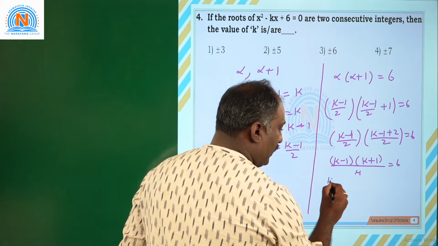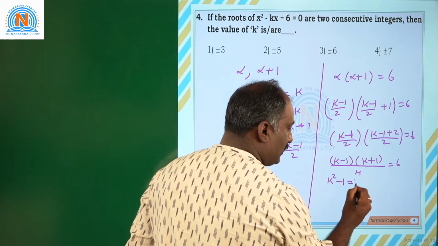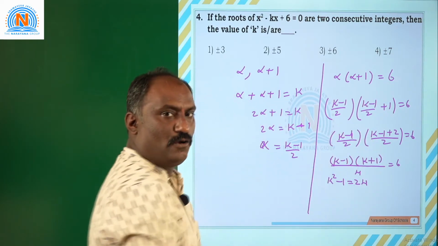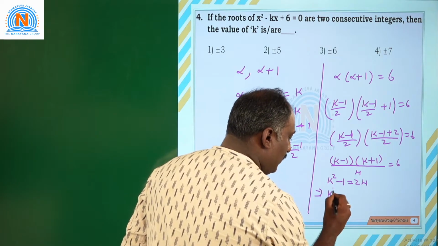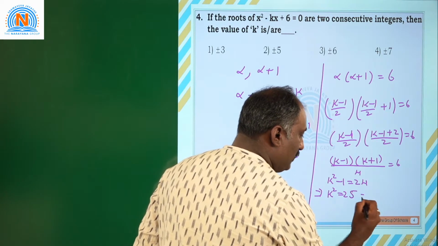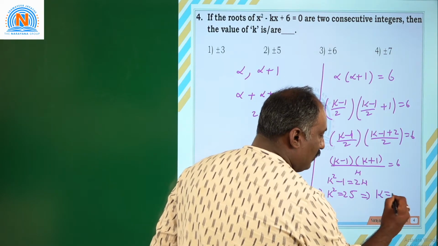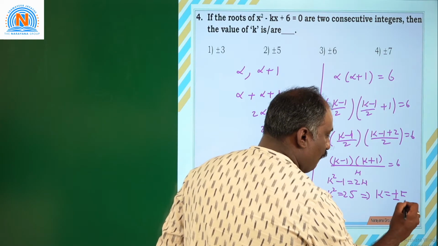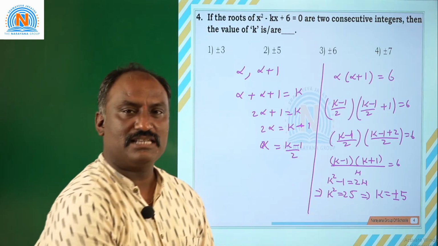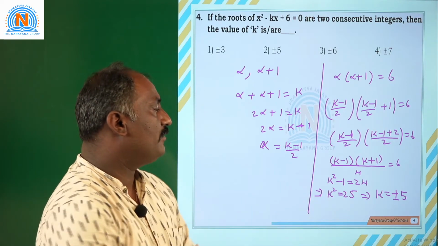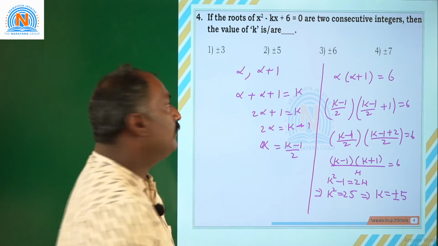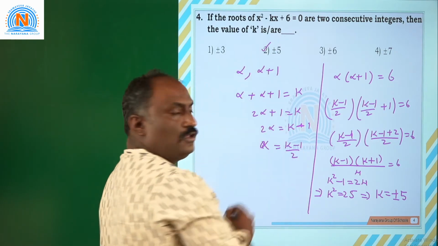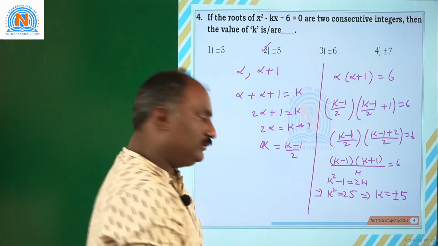From this equation we get k square minus 1 is 24. I hope we have clarity up to here. Then k square is equal to 25. From this I get k is equal to plus or minus 5, because root 25 is 5. So k is plus or minus 5. Hope you have understood this one; the option number is 2. So we are switching to the next question.